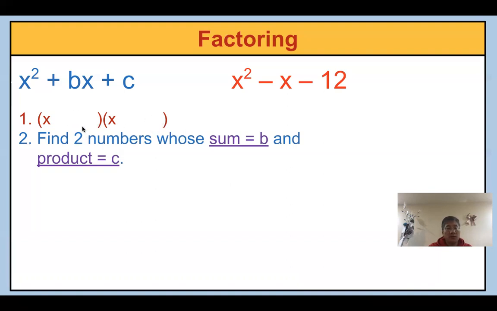But when you find the two numbers, what you should know is that when you add these two numbers, it becomes b, negative 1. If you multiply the two numbers, it becomes c. The product is c, which is negative 12. So what two numbers, when you add, give negative 1, and when you multiply, give negative 12? Can you find it?